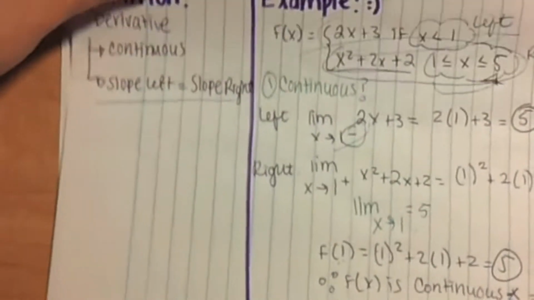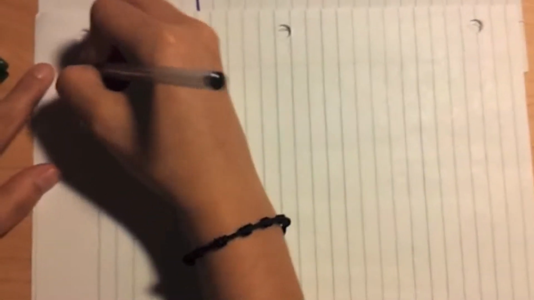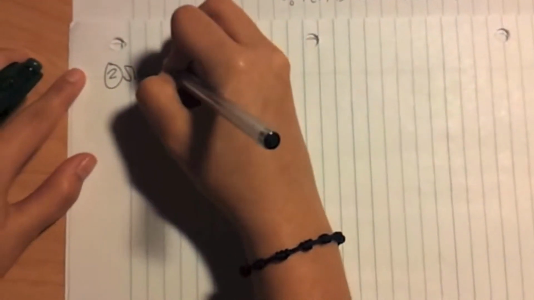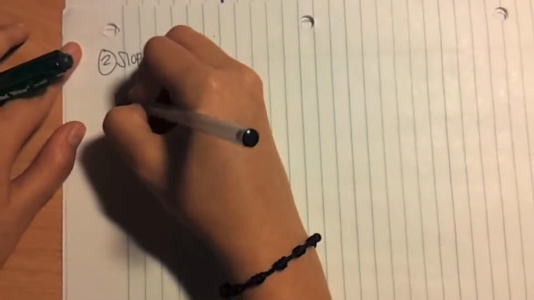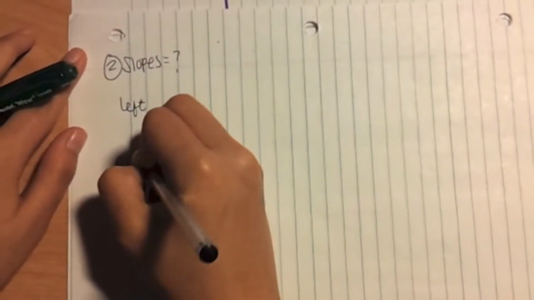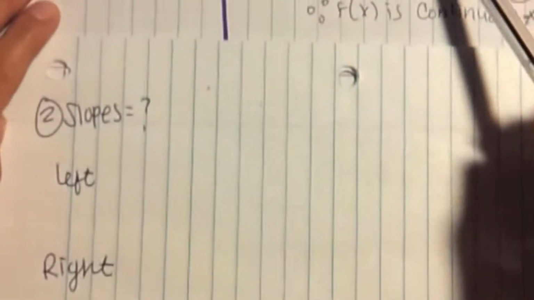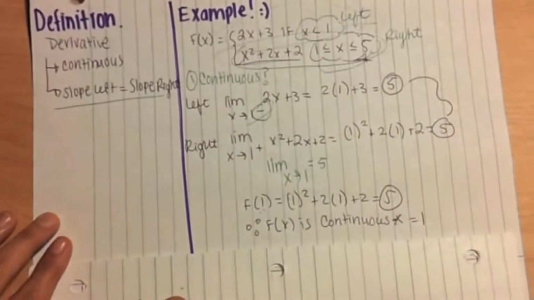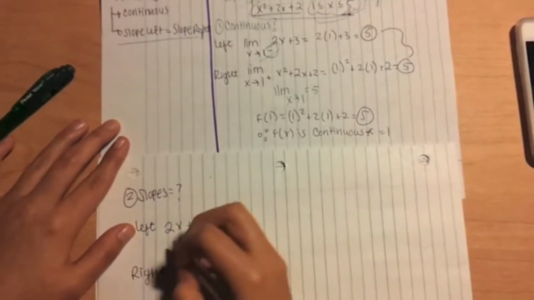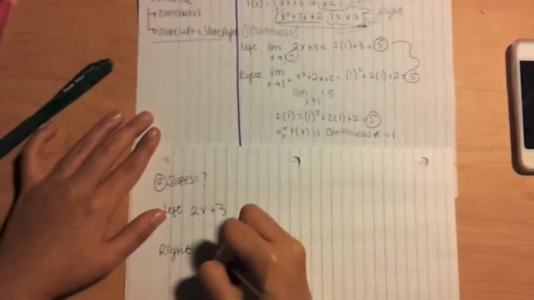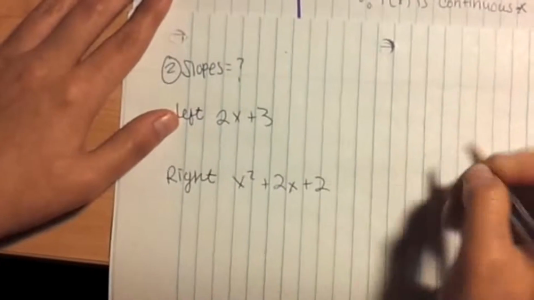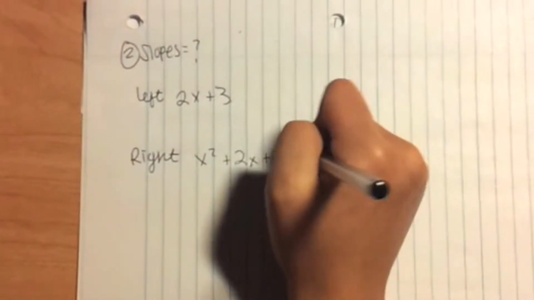The second step is about slopes. Let's check the slope from the left and the slope from the right. Can you still see this? Okay. We're still going to pick the function from the left, 2x plus 3, and take the slope of that, and we're going to take the slope of this other function and check if the slope from the left equals the slope from the right. In here the slope will be 2, and later on Alondra is going to explain why.